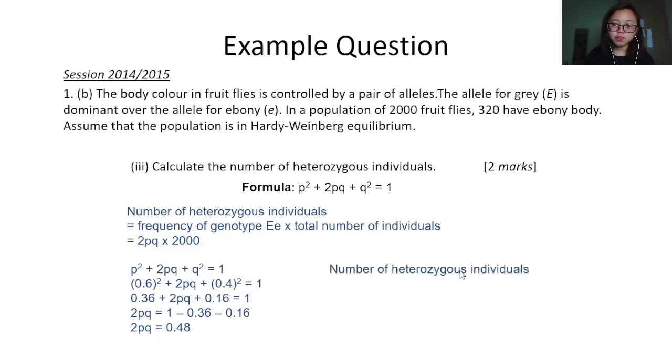Number of heterozygous individuals, sebab soalan minta bilangan individu yang heterozygous. 2PQ times 2000, masukkan nilai 2PQ 0.48 times 2000 equals to 960. So this means that 960 fruit flies in this population are heterozygous. Okay, so if you need to be marked, kalau kamu akan diberi marka untuk soalan yang 2 marka, 1 marka pada jawapan akhir, dan 1 marka untuk tengok kalau kamu dapat cari nilai 2PQ.